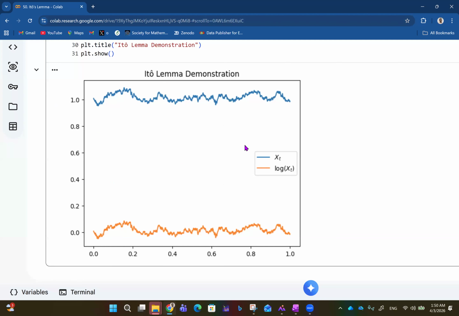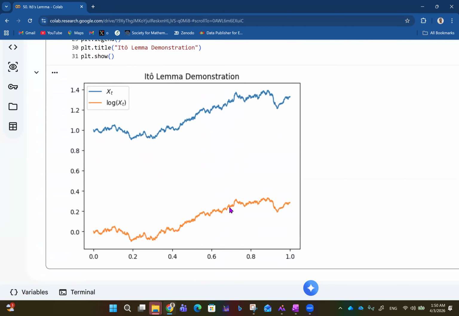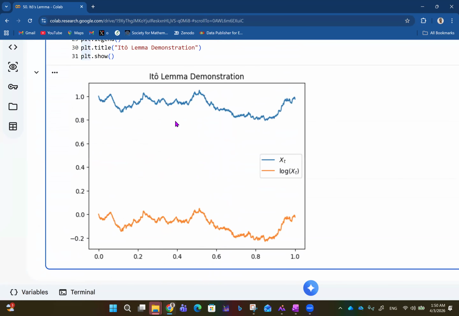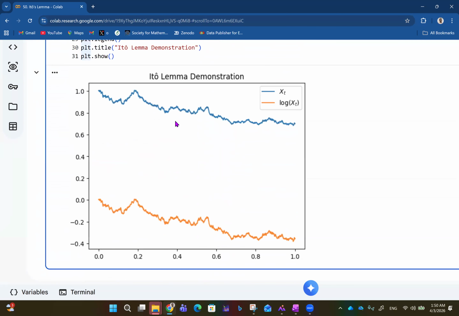As it keeps running, it keeps changing. So this is x sub t, and this is log x sub t, like that. So we have x sub t, and then the log of it right here, like this. So as it keeps running, it keeps changing. So you see, it has changed like that. If I run it again, it will keep shifting. So it keeps going like that.